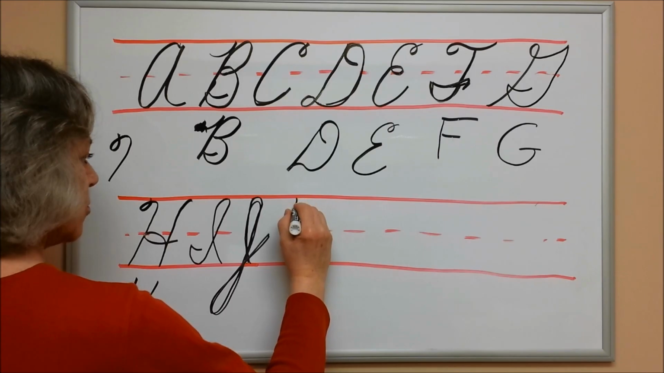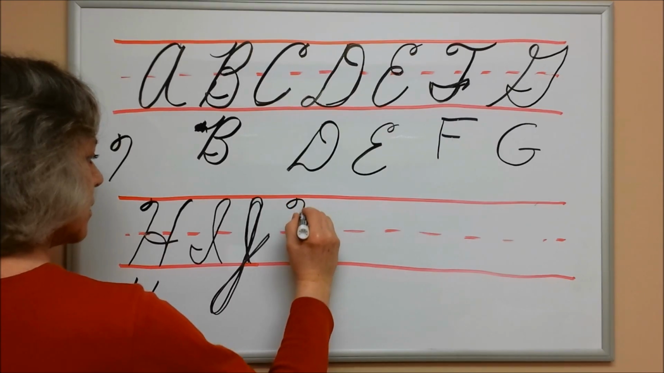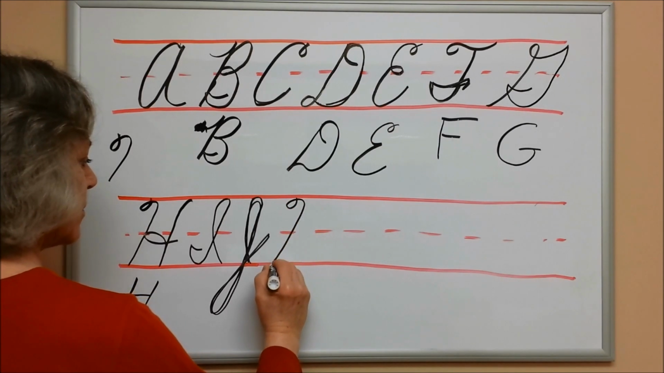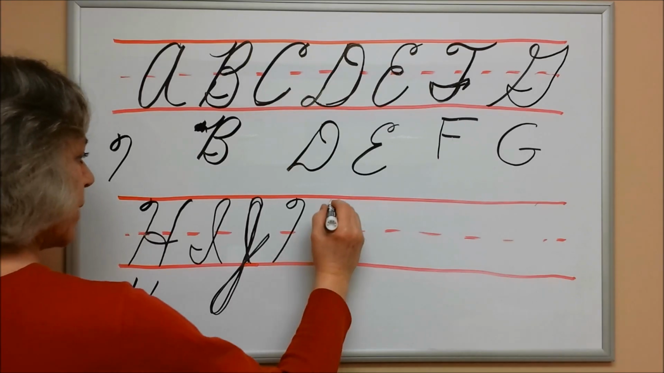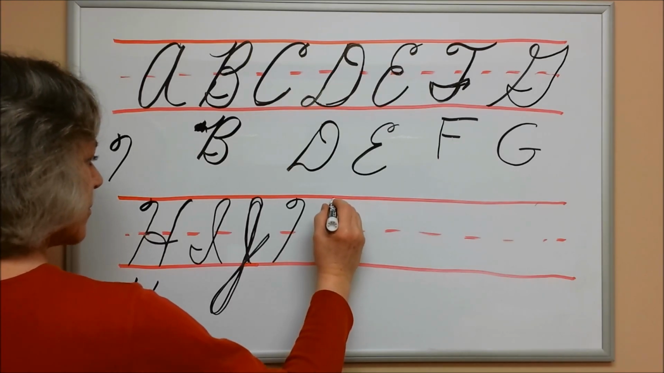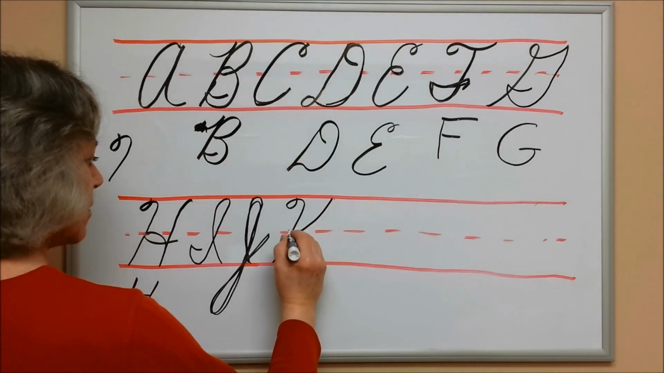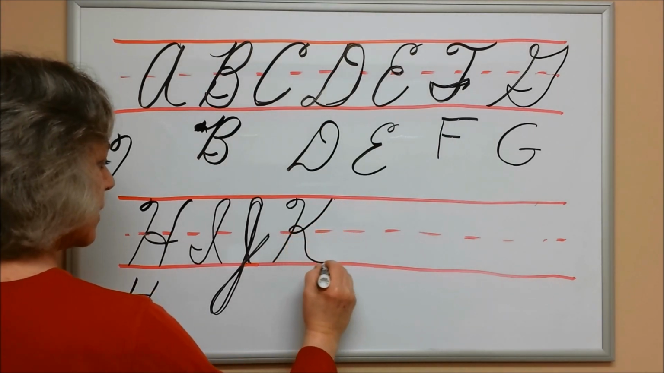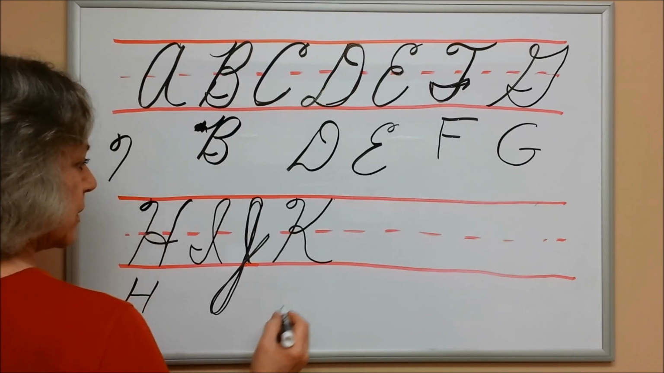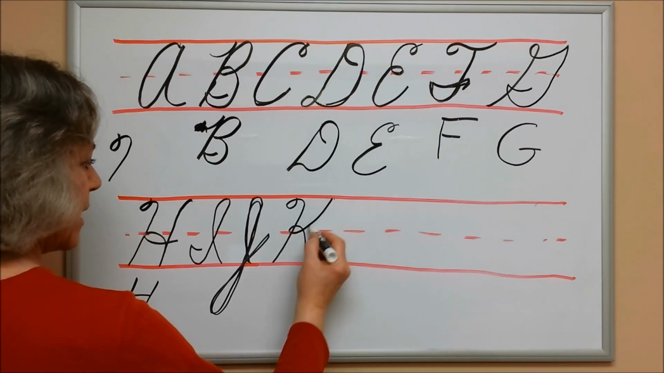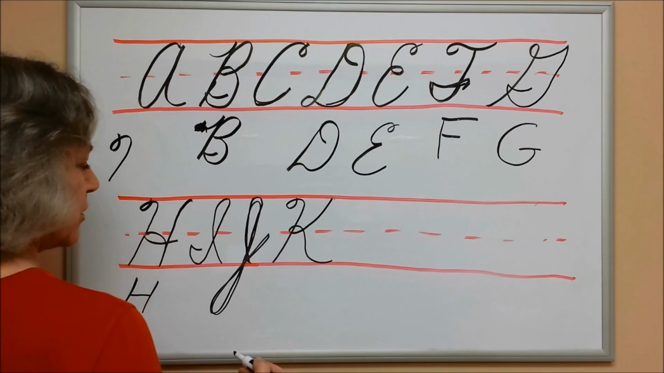Okay, the K starts at the top. I'm going to make a loop, come down to the bottom, lift up my pen, go back to the top, come down to the middle, make a loop, and continue. Okay? So with that one I came down, looped, and curved to the right.